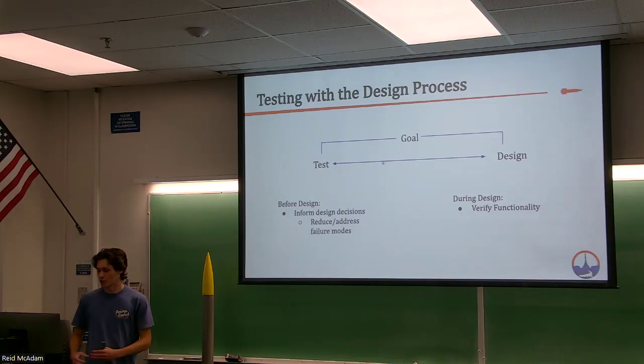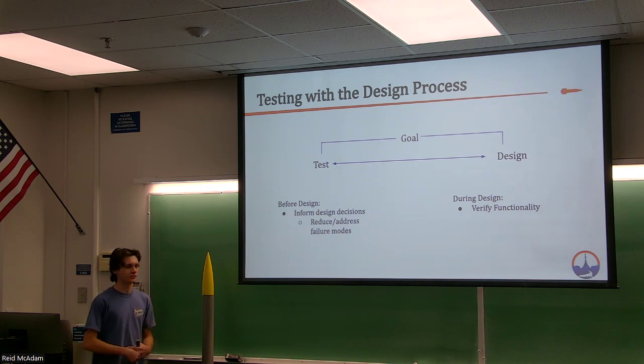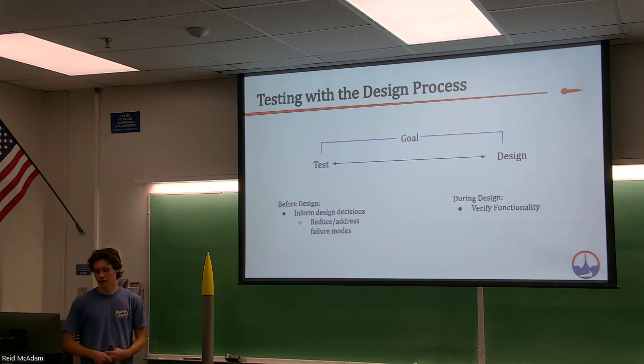So we start off with a goal, and then our tests and designs kind of influence each other. Before our design, we are going to inform design decisions. So we're going to look at our design and look at where things can fail. It's a lot of critical thinking, figuring out how can things fail? How can we stop them from failing? How can we make sure that they won't fail?